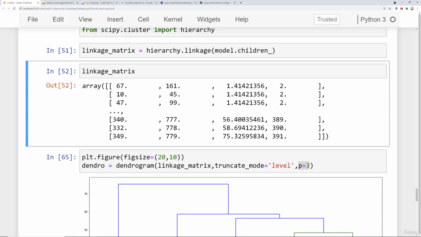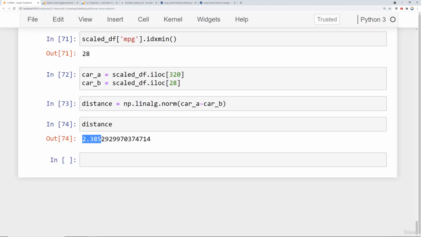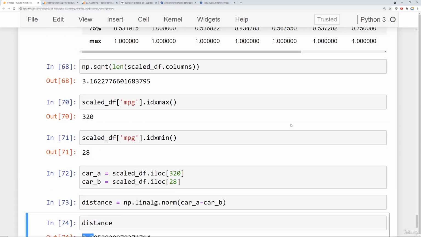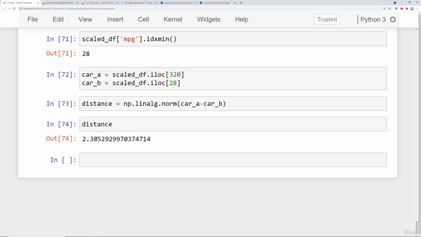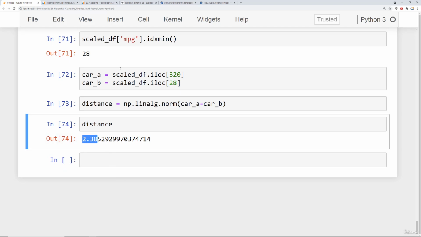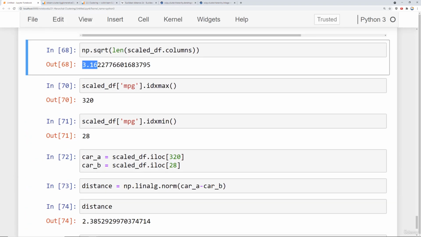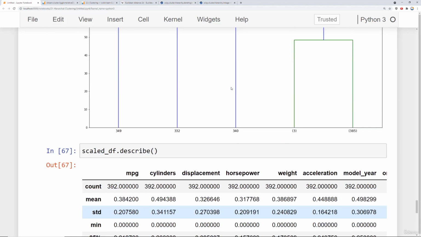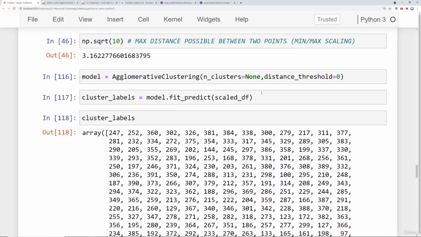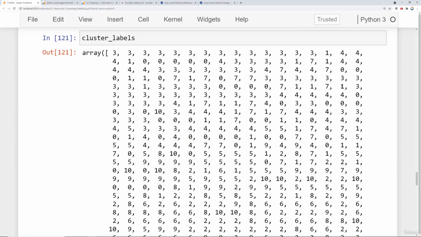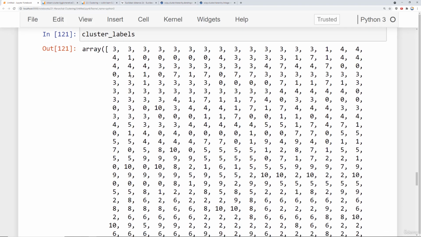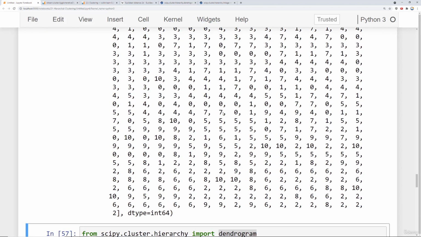Okay, so that's all to say that this is just a jumping off or starting point, and we know that there's this minimum distance of 1.41, and then we have this extreme difference of 2.38 between these two cars, this max distance between 2 points at 3. So it's probably a good idea to start around 2 or 3 for your distance threshold. So we'll come back up here. Let's go ahead and put in 2. Run that. And here you can begin to see how things are clustering out. We can see the cluster labels, and you can see it's essentially made 11 clusters.